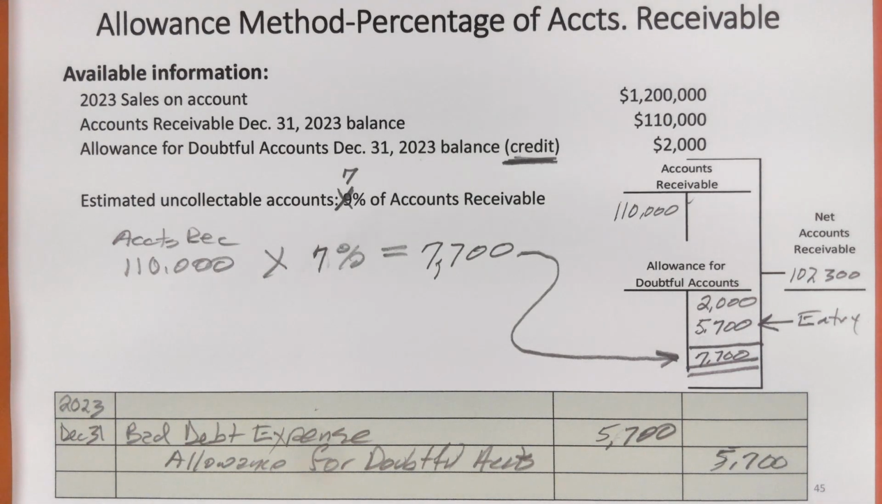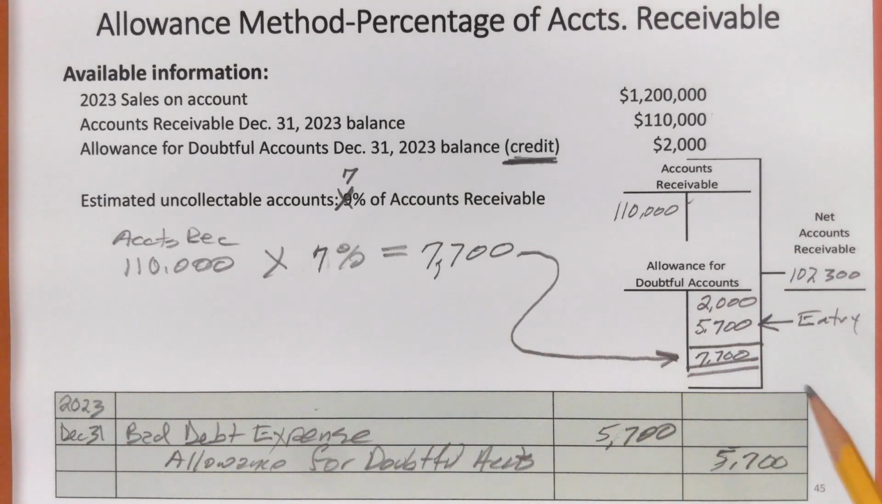This is a very common entry on exams that cover this area, where they'll give you the sales on account, the accounts receivable balance. They'll give you the balance in the allowance for doubtful accounts account, and then they'll give you the percentage of estimated uncollectible accounts, and then you've got to use that percentage, multiply it by the accounts receivable balance, and that will not give you the amount of the entry. This is critical. You can't go making an entry for this amount or else it will be wrong.